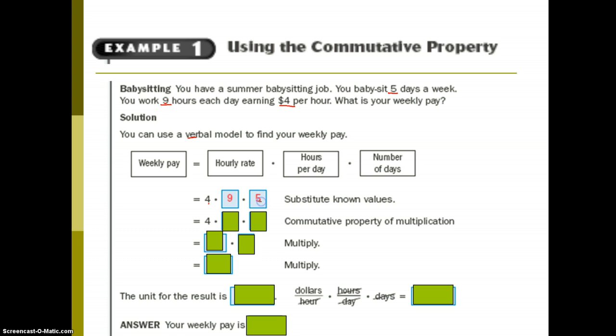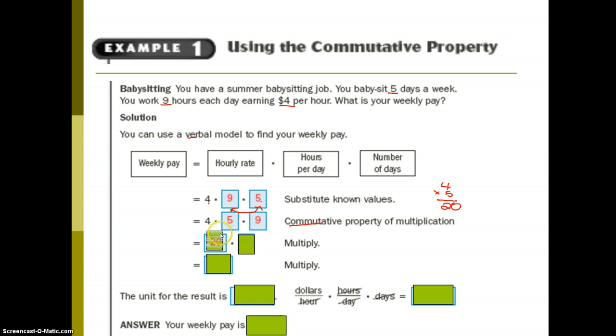4 and 5 are going to multiply together to make a nice number of 20. Why do we like 20? Because it ends in a 0. And any number that ends in a 0 is easier to work with. So I'm going to switch the 9 and the 5. So all I did was move the 5 to where the 9 used to be and the 9 where the 5 used to be. That's commutative property.